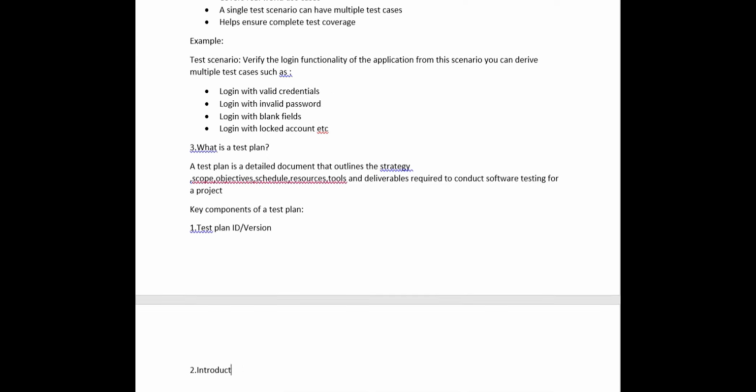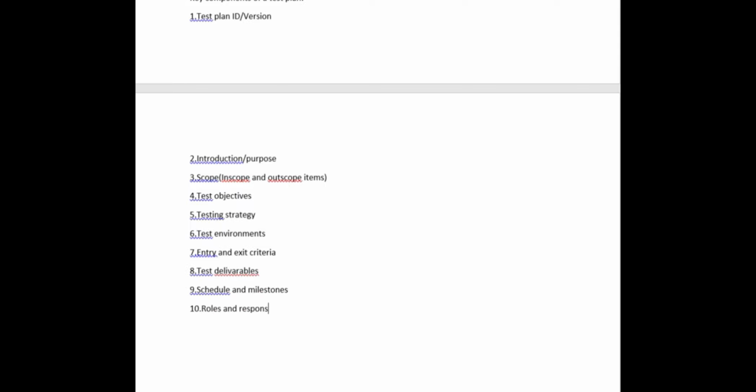Key components of a test plan: first, test plan ID, version; second, introduction, purpose; third, scope, in scope and out of scope items; fourth, test objectives; fifth, testing strategy; sixth, test environments; seventh, entry and exit criteria; eighth, test deliverables; ninth, schedule and milestones; 10th, roles and responsibilities; 11th, risk and mitigation plans; 12th, tools to be used.